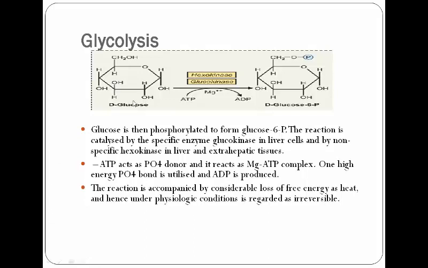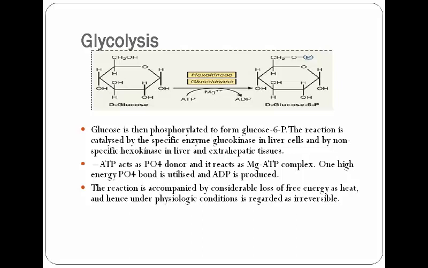The glucose molecule is converted to glucose 6-phosphate. A phosphate group is attached at carbon 6 in the presence of the enzyme hexokinase or glucokinase. Glucokinase is specific to the liver cell, while hexokinase is non-specific and present in the liver and extrahepatic tissues.